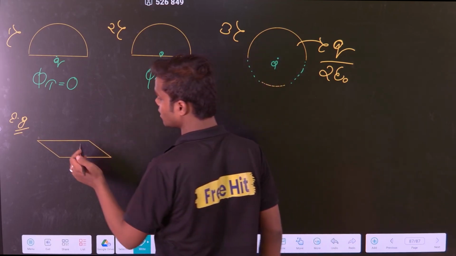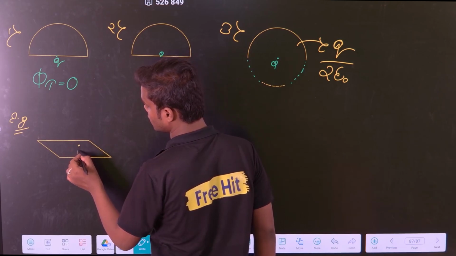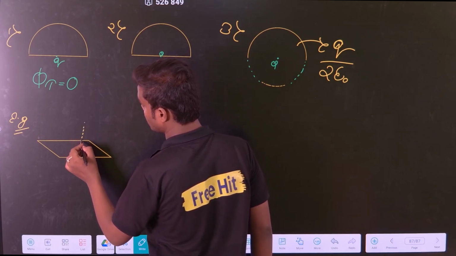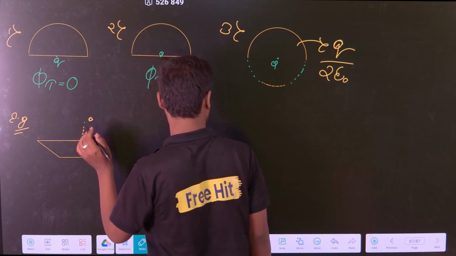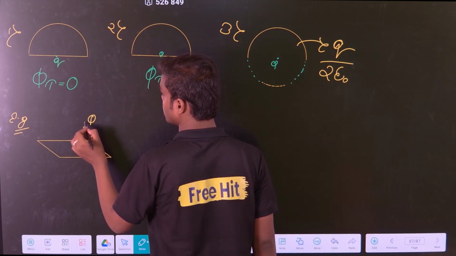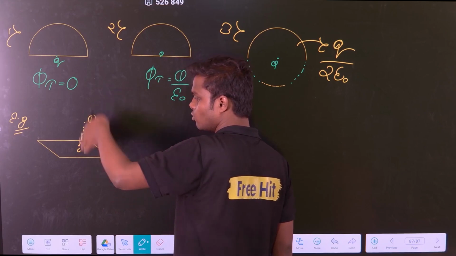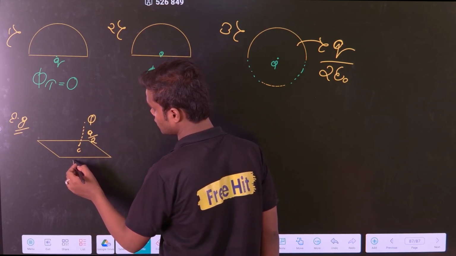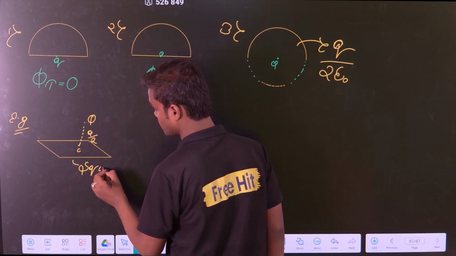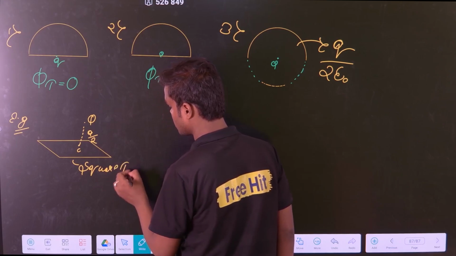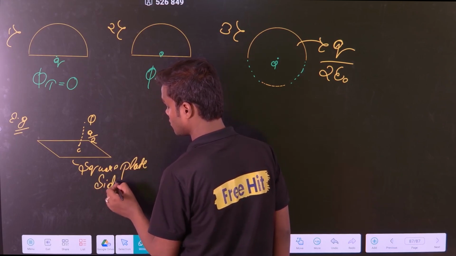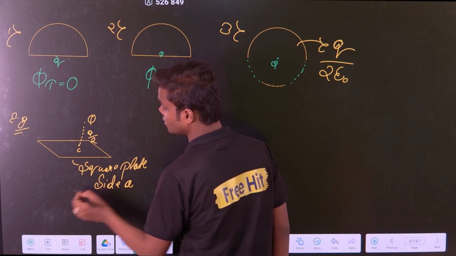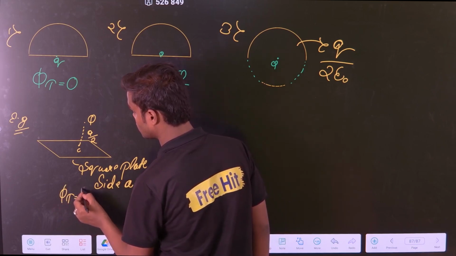This is a square plate, and suppose from the center C, at a distance of a by 2, we have placed the charge Q here, okay? So some flux will be going through this surface, a square plate of side A, correct? You have to find the total flux through this surface. What is the flux going through this surface?